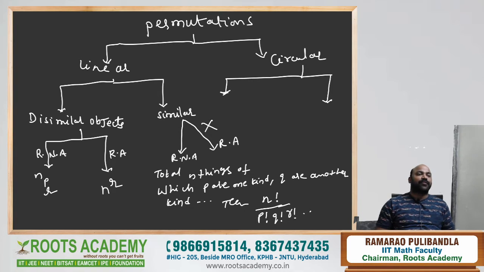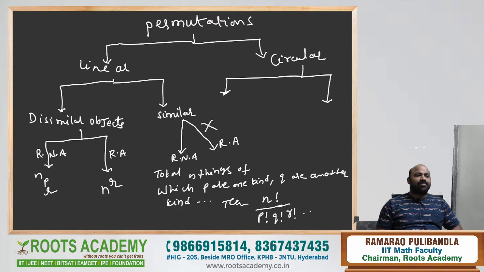Arrangement of dissimilar objects means different objects will be there and we have to arrange them. For example, if you take A, B, C, D, all are different. So that is arranging the different objects, and then arranging the similar objects. Similar objects means, here, two A's or three A's, like that. That type of similar objects also will be there, which we have to arrange.